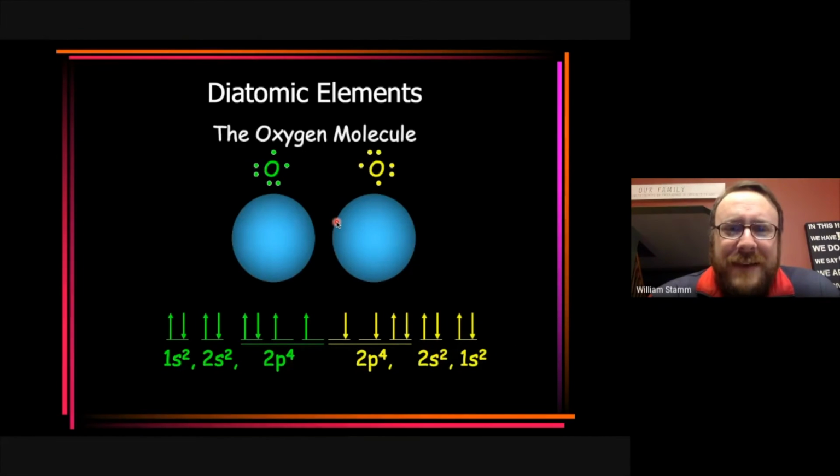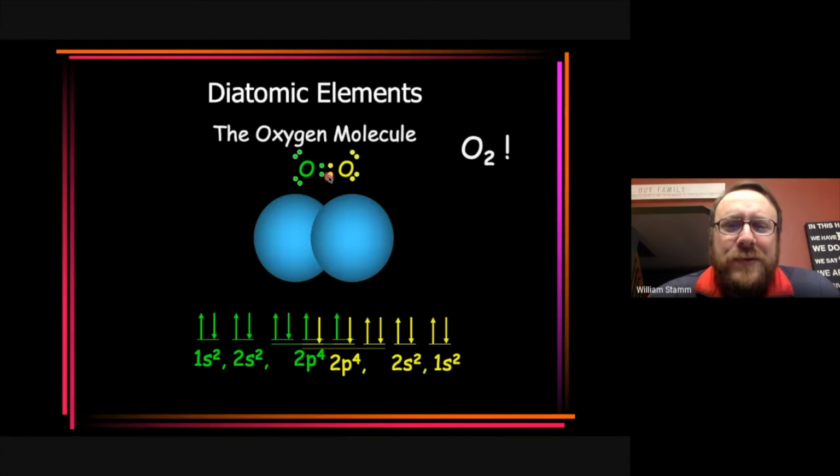So when they come together, you actually have 2 shared pairs. That is very important. Each shared pair is a single covalent bond. So this one actually has a double covalent bond, 2 of them. We would write this O2 because there are 2 oxygens together. When you breathe in oxygen, you're breathing in O2. You're not breathing in 1 atom of oxygen. It's always connected with another oxygen atom, just like this.